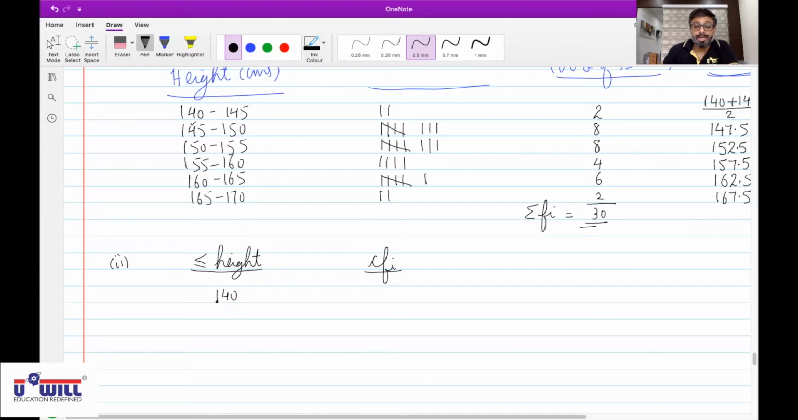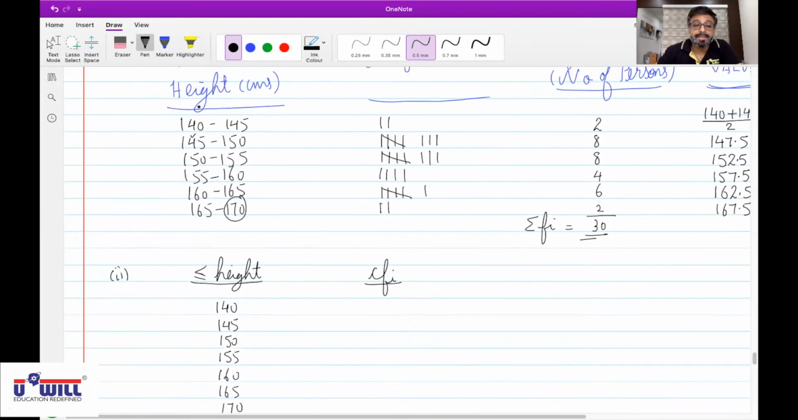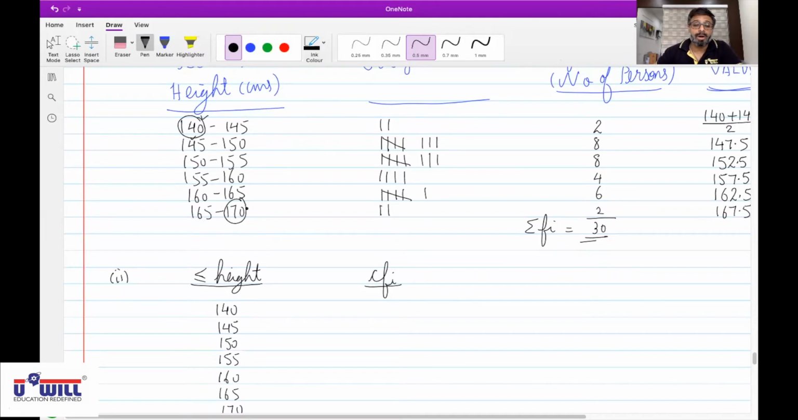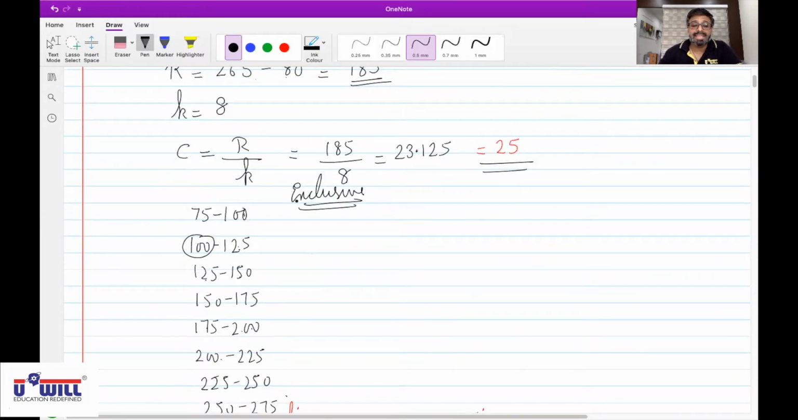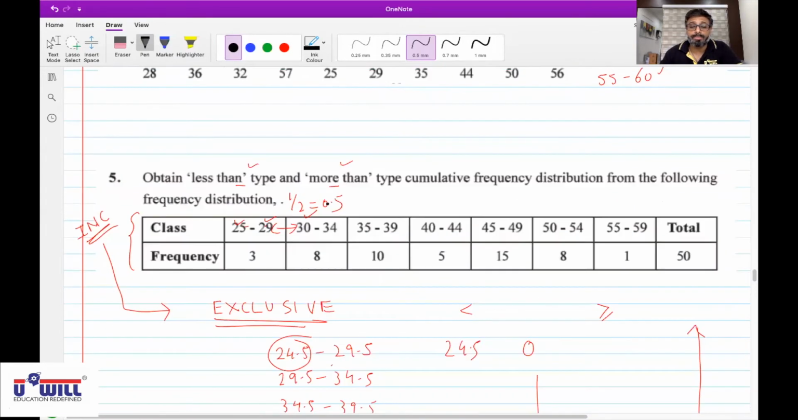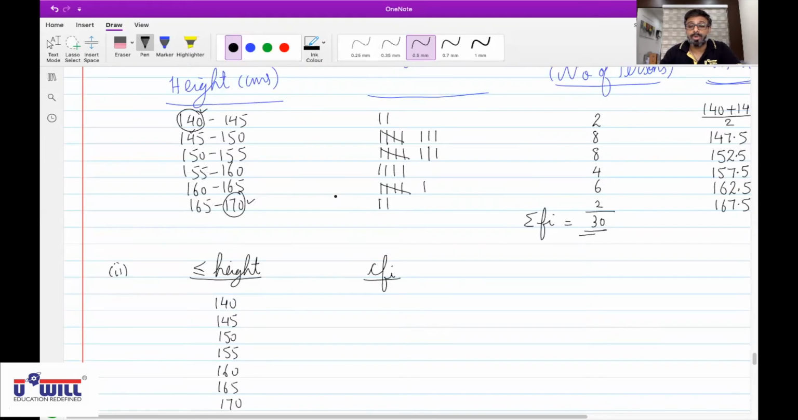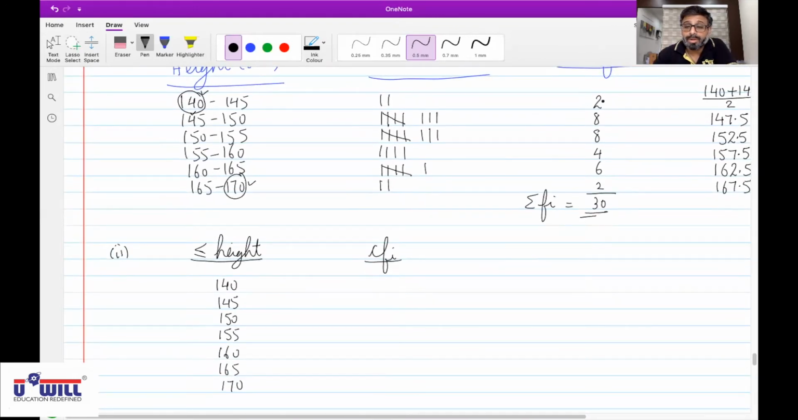So less than equal to now we are obtaining. So less than 140, then 145. Tell me the next one. 150. Then 155. 160. Then 165. Then 170. That's it. So starting from 140, write all the boundary points up till 170. Okay. Now less than type cumulative frequency, Varun. So tell me how will you add, top to bottom or bottom to top? Top to bottom.